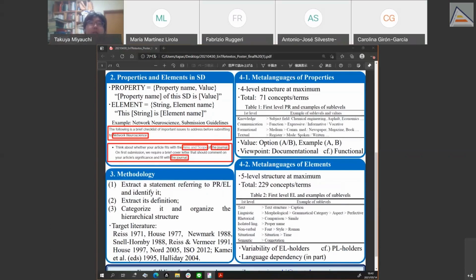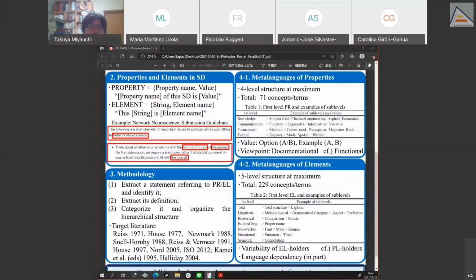This is the submission guidelines of the journal Network Neuroscience. The genre of this document is submission guideline. The media of this document is website. The function of this document is informative. The receiver of this document is researchers in this field. Those are property names of this document, for example, genre. So the property name is genre and the value is submission guideline.